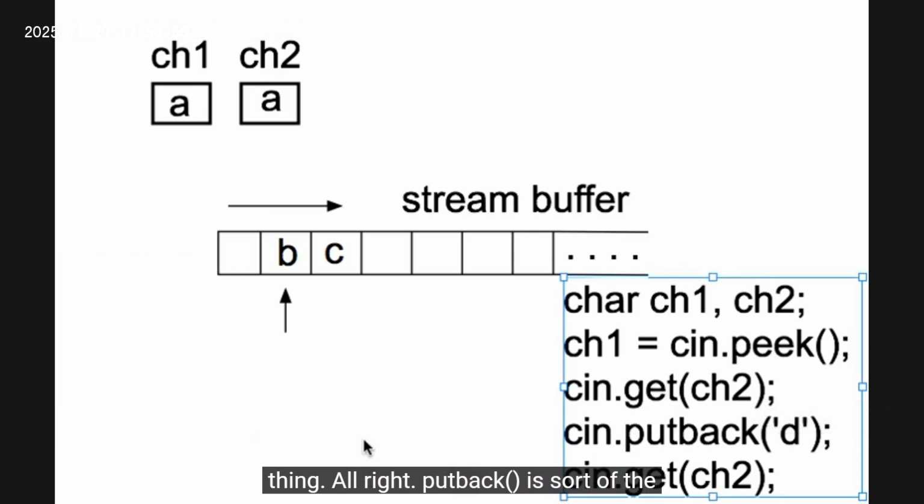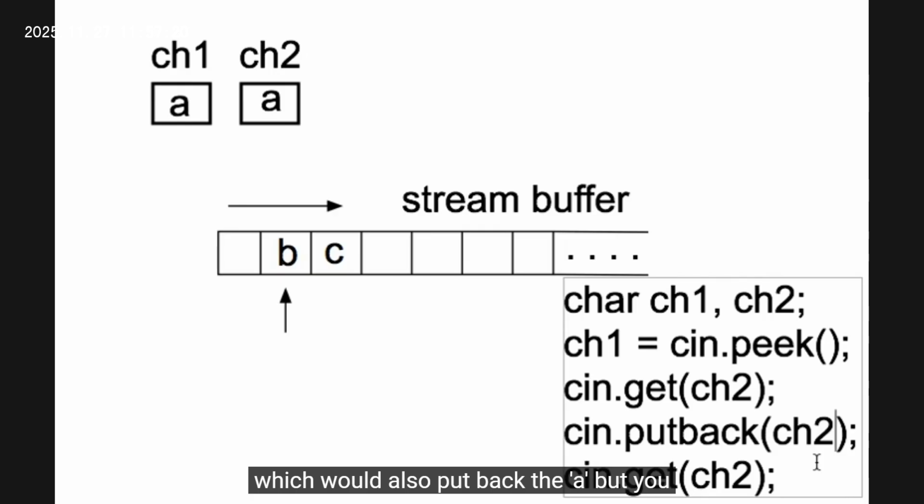All right. Putback is sort of the opposite of get. I've just placed a D in here just because it was something different. I could put back ch1, and that would place an A back in the buffer because that's what ch1 contains. But you're not limited to the thing that you just read. I could put back ch2, which would also put back the A, but you can put back into the stream buffer anything you want. So let's go ahead and put back the letter D.